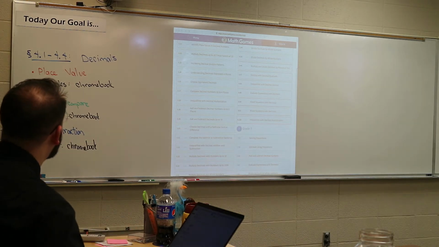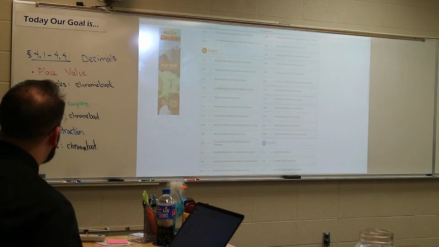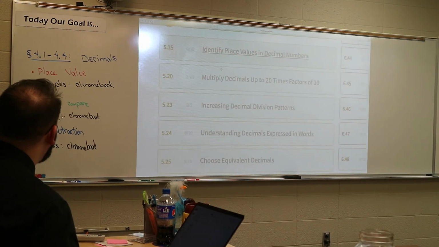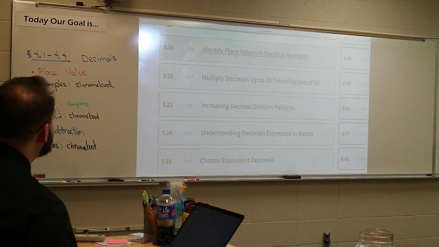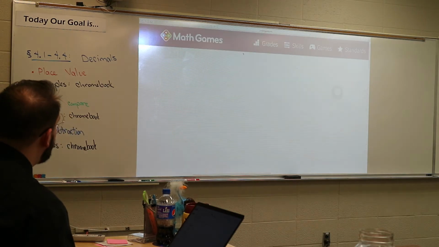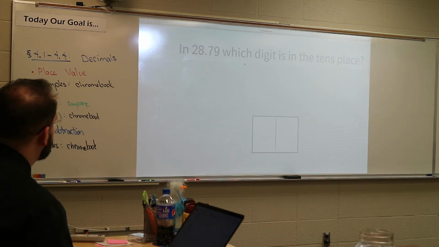All right, so this is the website you're going to be looking at. In fact, let me make this full screen so you can see this. All right, so here's the web page that should be open in front of you. What I'd like you to do is, if you're at the very top, scroll down until you get to this one, which is 515, and it says identifying place values in decimals. So it's number 515 down the list. You're going to click it, and it'll start giving you numbers like this, and it'll ask you which number is in the tens position.